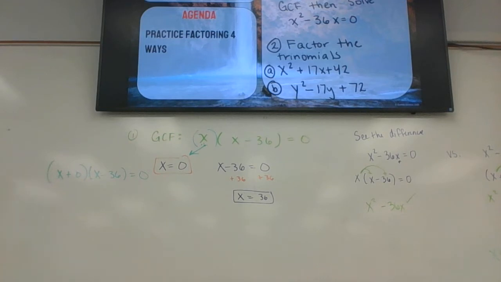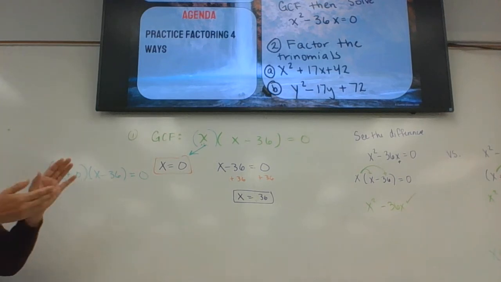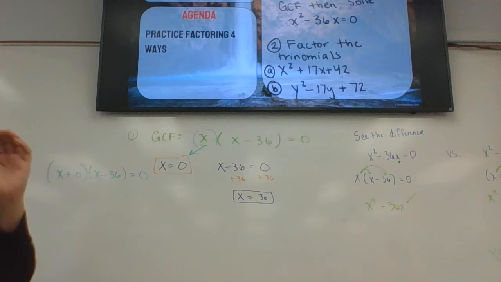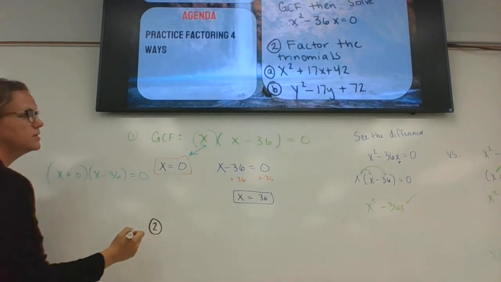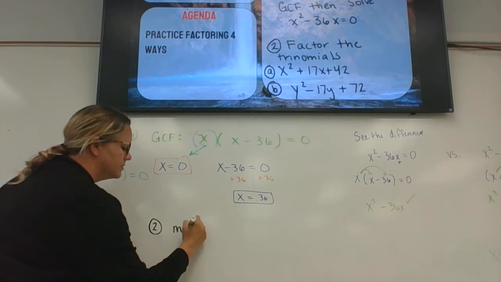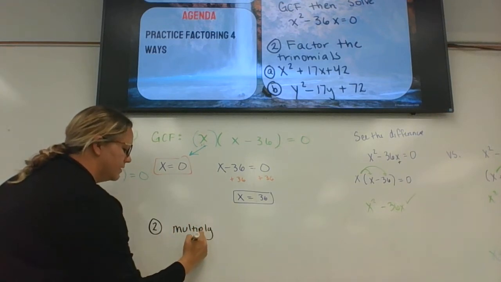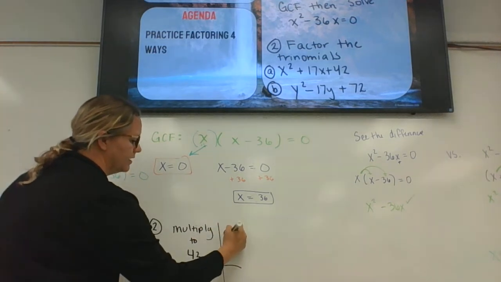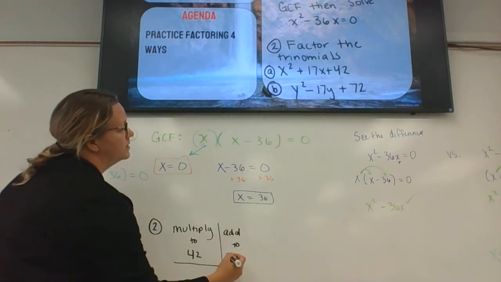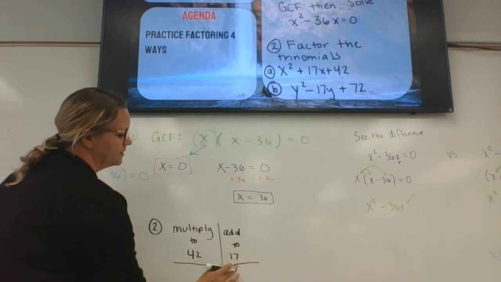Okay, number 2, factor the trinomials. Now, trinomials is a clue to you that you need to do the little table method. You need to find numbers that multiply to the last number and add to the middle number. So for number 2, I need numbers that will multiply to 42 and add to 17.